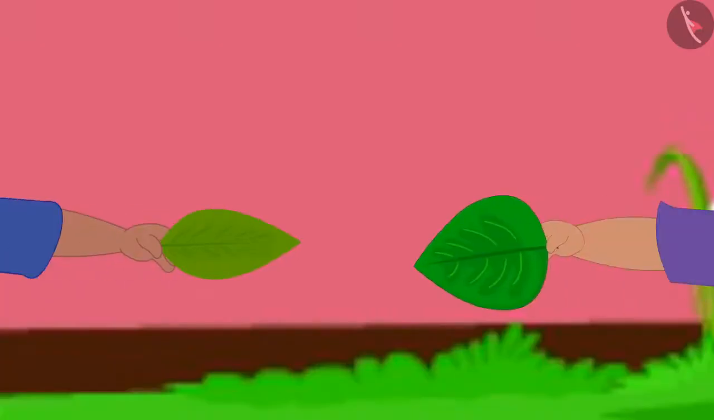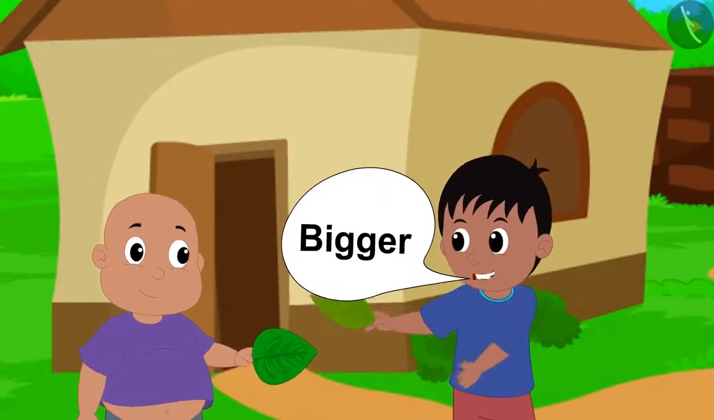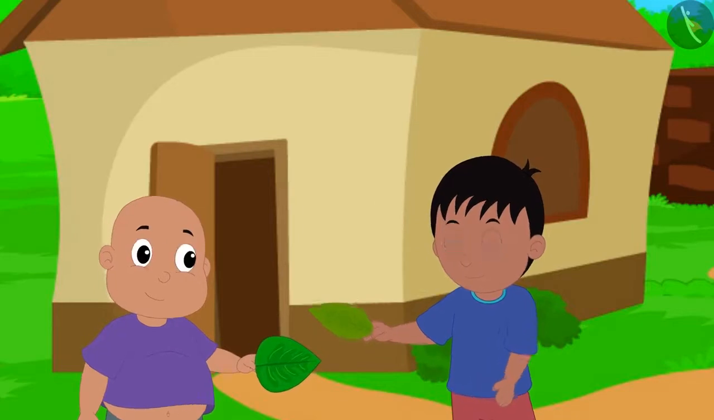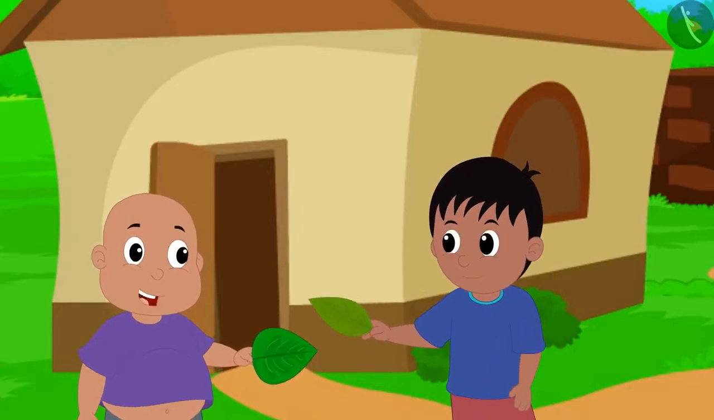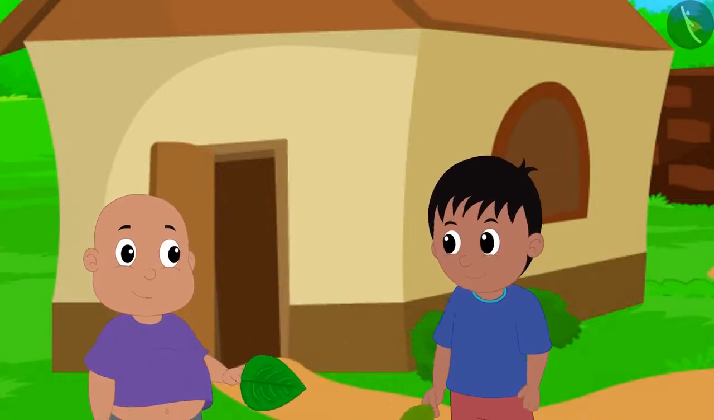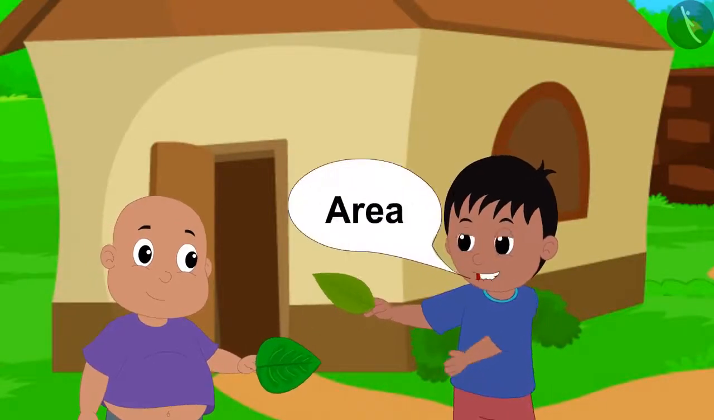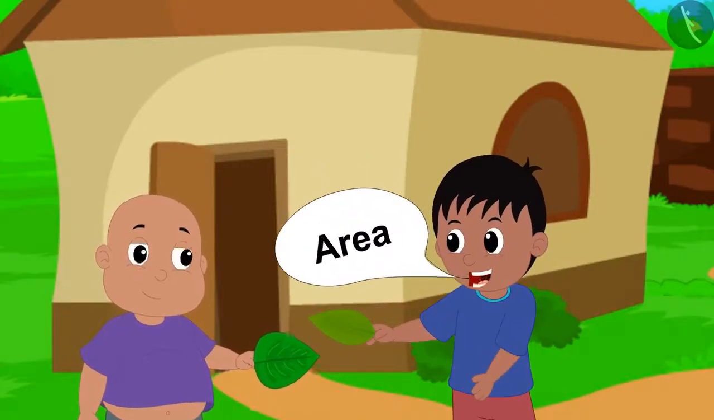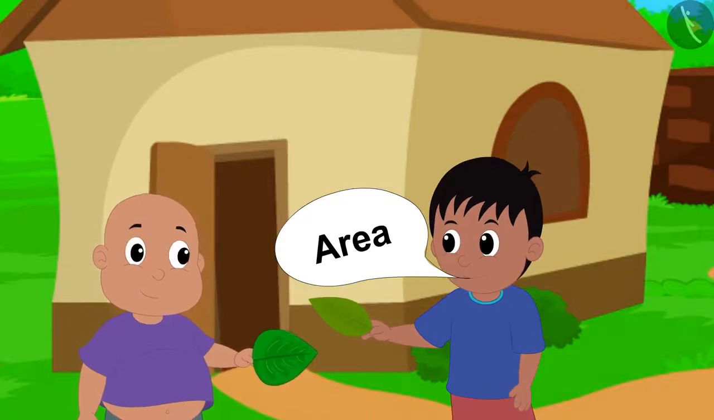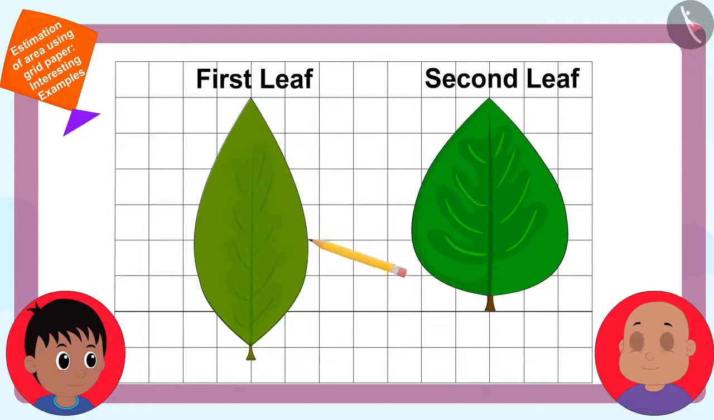Both Bablu and Raju found one leaf each. Bablu, we should use the bigger of these 2 leaves to make our painting. Raju told Bablu. But how will we find that out? Bablu asked Raju. All we need to do is to find the area of these 2 leaves. The leaf which has more area is bigger. Saying this, Raju created outlines of both the leaves using a pencil on a grid paper.